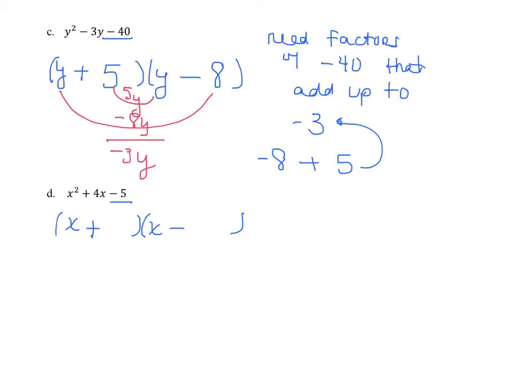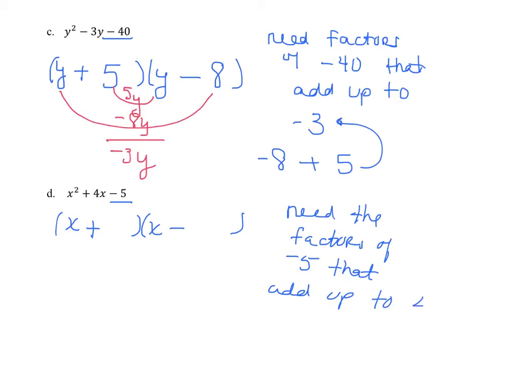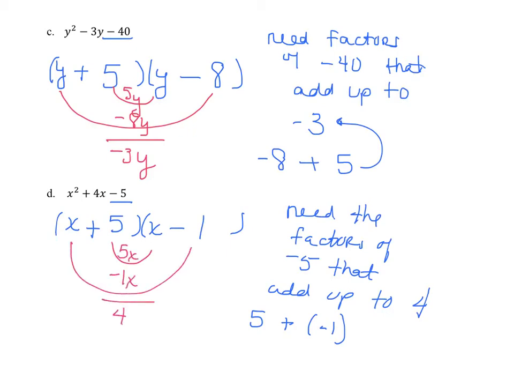And we have to figure out, I need the factors of negative 5 that add up to a positive 4. Well, if you think about it, positive 5 and a negative 1 are the ones that are going to do it. So I need a positive 5, negative 1, and I'm good. I can do my little happy cradle. This is 5x. Outside negative 1x. Ooh, 4x. Checkerino. Good. Final answer, this guy.